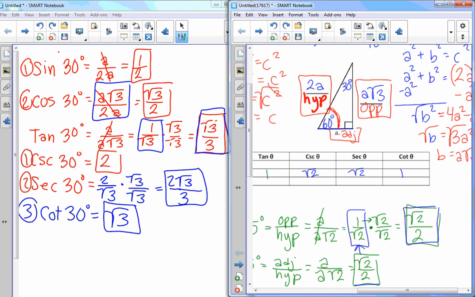Okay, now that you have your labeling, I want you to go through the chart for the 60 degrees, starting at sine 60, all the way through cotangent 60. Make sure that the denominators are rationalized, meaning your square roots are not in the denominators, and they are pushed up to the top. Then we'll talk about what all these numbers actually mean.